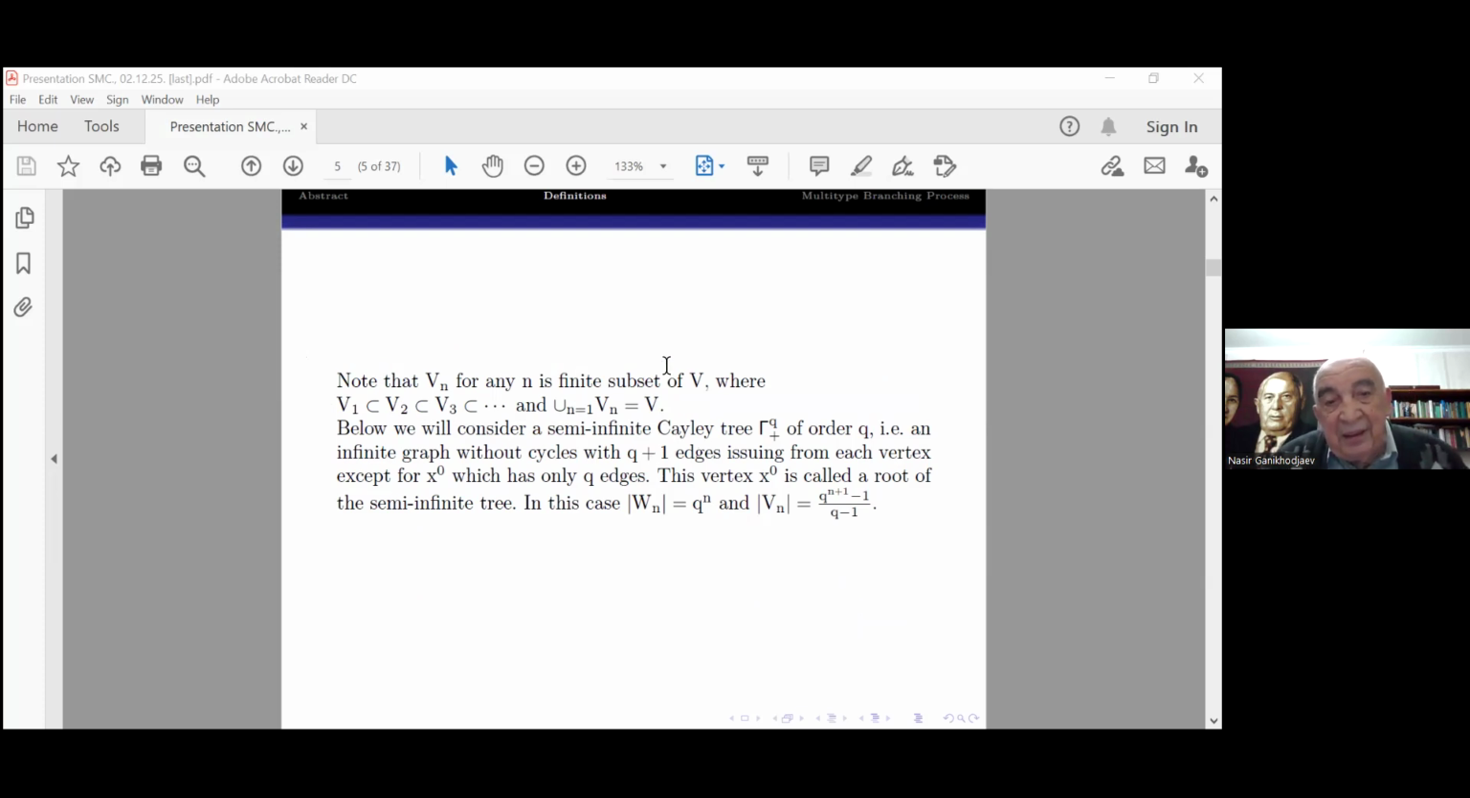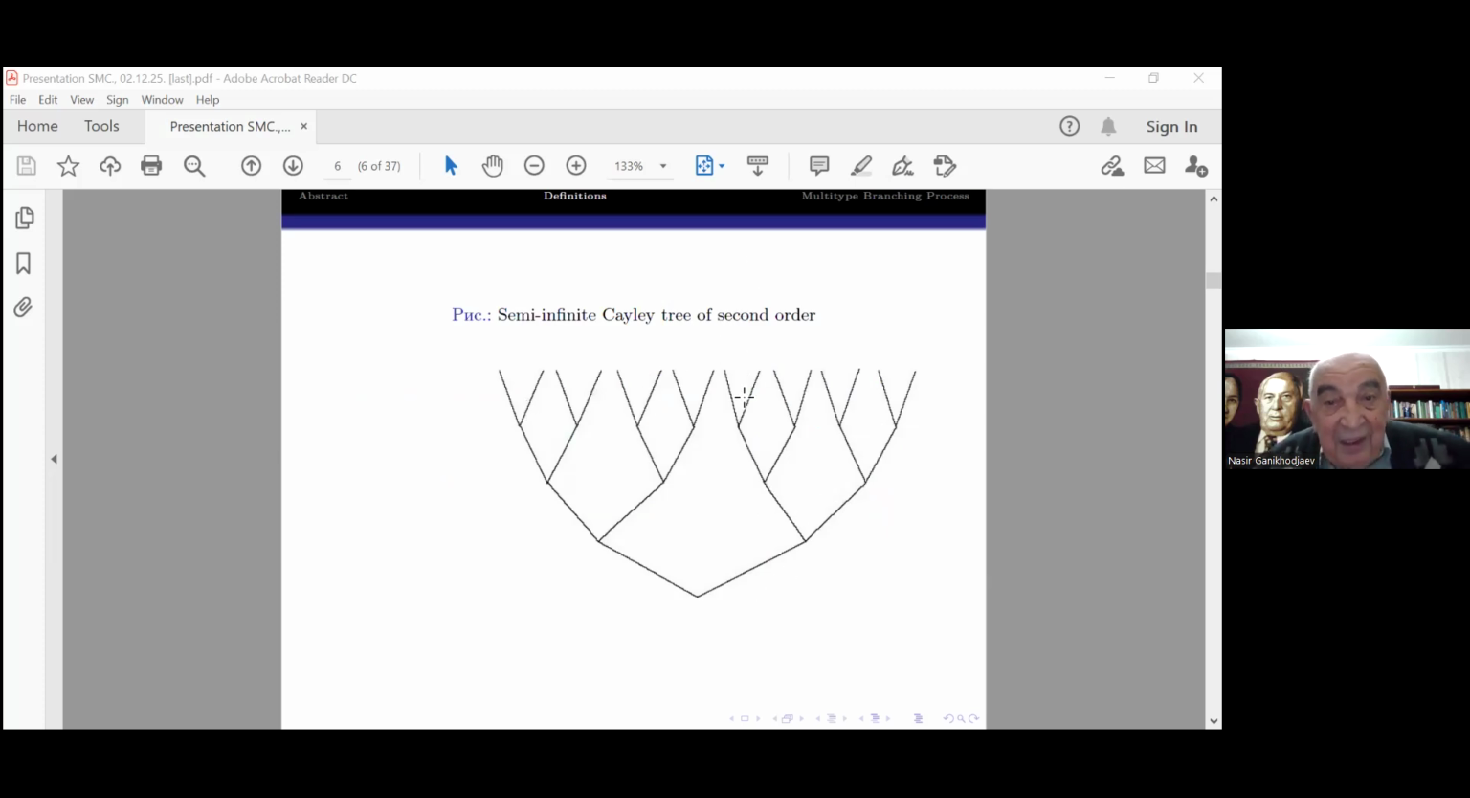So we will consider not the Cayley tree but the semi-infinite Cayley tree of the same order. The definition is the same, but from x0 we assume exactly Q edges, while from the others, as before, Q plus 1. In this case, the vertex x0 is called the root, and the tree grows from this root. The cardinality of Wn equals Q to the power n, and the cardinality of Vn equals the usual sum of a geometric progression. This picture is the semi-infinite Cayley tree of second order. From the root we have only two edges, from the others three, two up and one down.